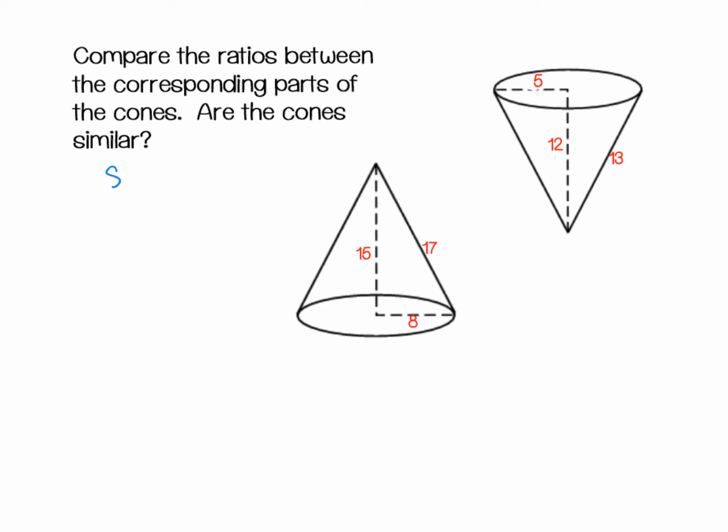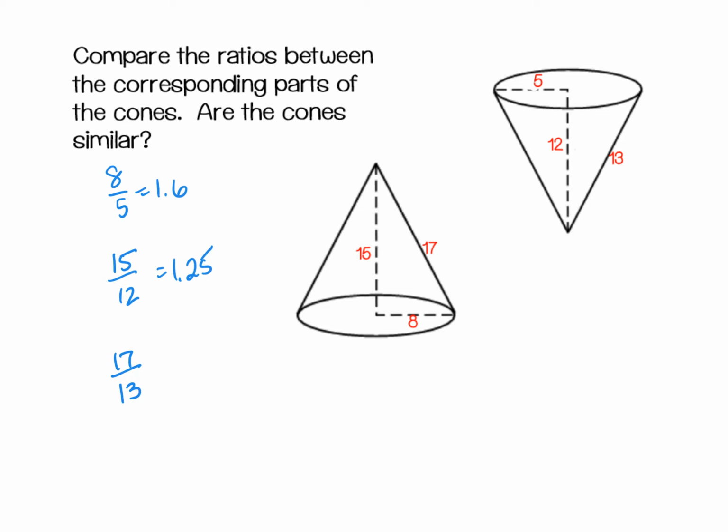So I want to compare 8 to 5. I want to compare the height to the height, so 15 to 12. And I want to compare slant height to slant height, so 17 to 13. So let's go ahead and take a look and see what those are. So 8 over 5 is 1.6. 15 over 12 is 1.25.